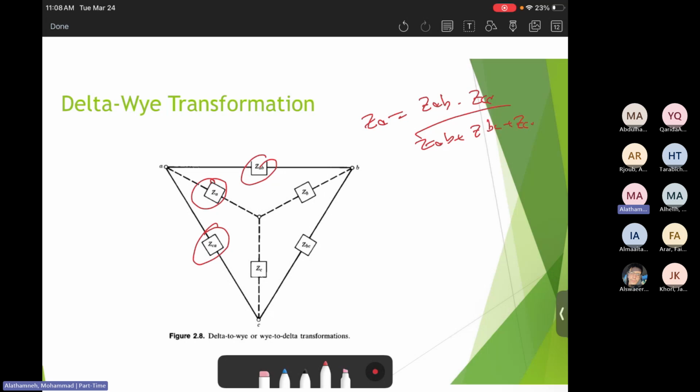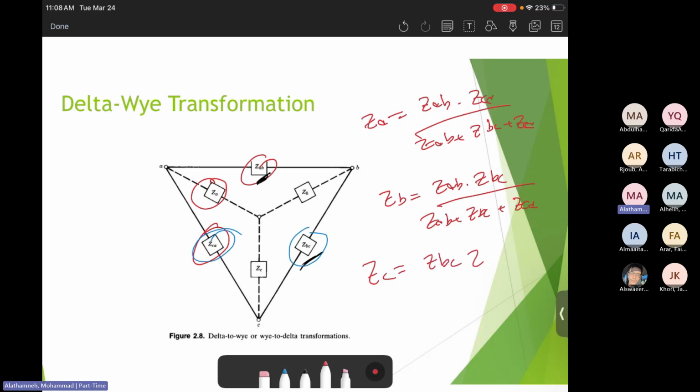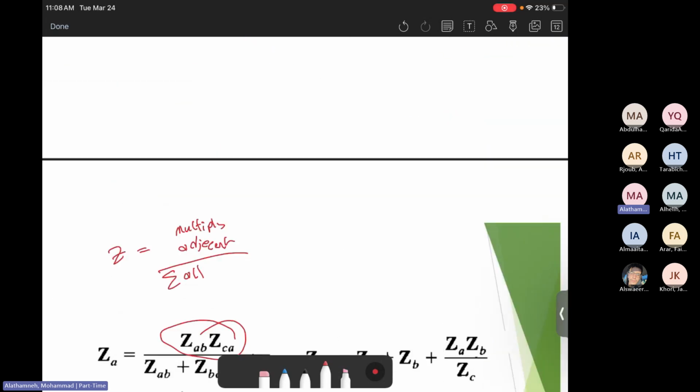ZBC plus ZCA. Then how about if we need to calculate ZB? ZB, look at the adjacents, ZAB and ZBC. So it will be ZAB times ZBC divided by ZAB plus ZBC plus ZCA. How about the last one, ZC? Look at the adjacents, which is basically ZBC times ZCA divided by the sum, ZAB plus ZBC plus ZCA. Okay, which is to multiply the adjacent and divide by the sum of all of them.